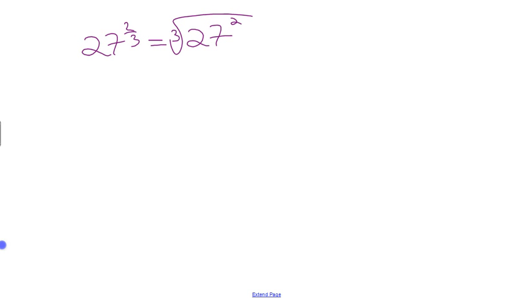Okay, so what we're doing is we can change from a fractional rational exponent to what do you call it? Radical form, right? Using the radicand. So the cube root of, what's 27 squared? 729. And what is the cube root of 729? 9. Right?